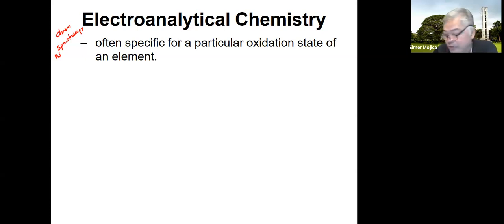So for example, if you want to determine a particular redox state, you can determine cerium-3 as compared to cerium-4. Okay, so you can find a specific electroanalytical method that just targets a particular oxidation state.